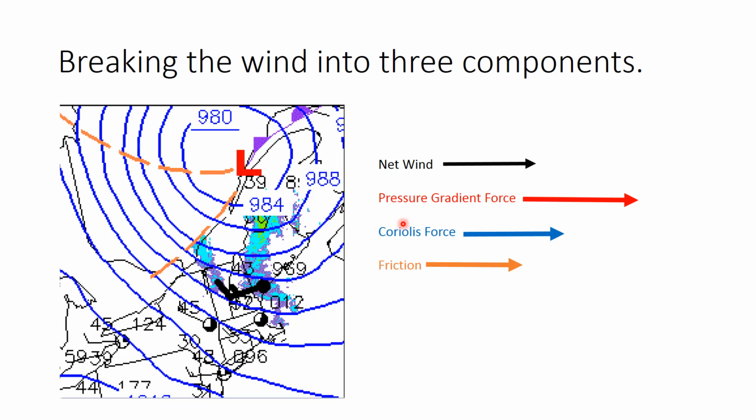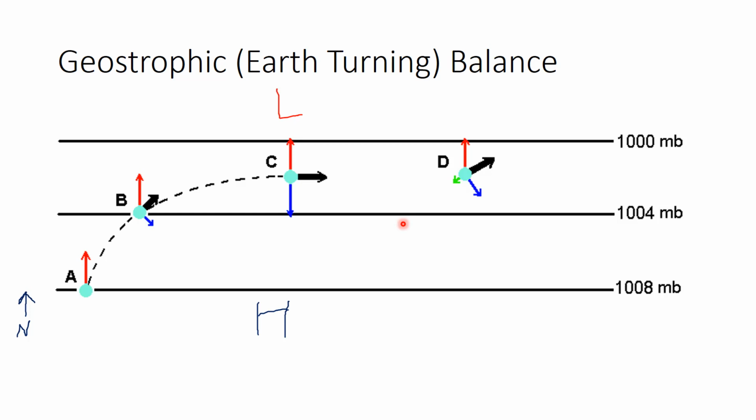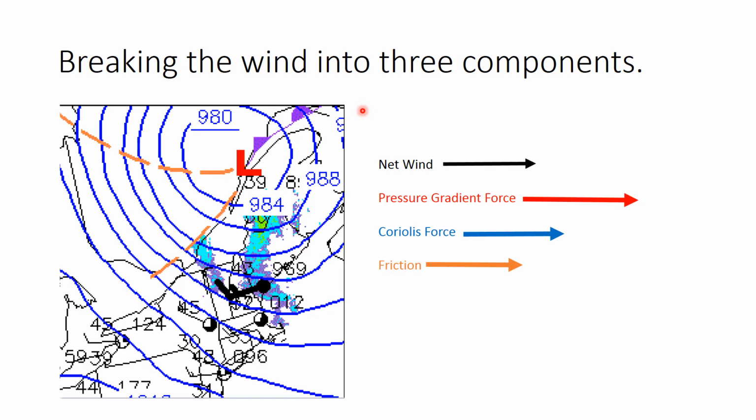So let's actually take a station model, and let's break the wind up into these three individual components. And this is the last thing that you'll need to do for this lab. So here's how it works. The black line I'm going to draw represents the net wind. The red line will represent the pressure gradient force, the blue line the Coriolis force, and the brown line friction. All right, so let's do it.